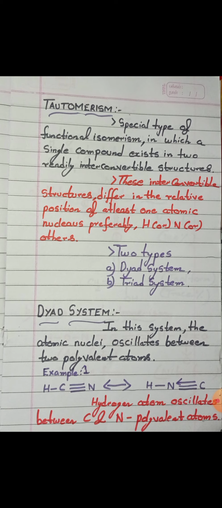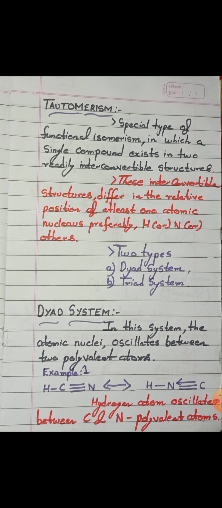That is tautomerism. So it's a special type of functional isomerism in which a single compound exists in two readily interconvertible structures. That is, the structures are highly interconvertible. These interconvertible structures differ only in the relative position of an atomic nucleus. Most preferably, the atomic nucleus can be an atomic hydrogen or atomic nitrogen, or in exceptional cases, some other elements. It is of two types: dyad system, triad system.